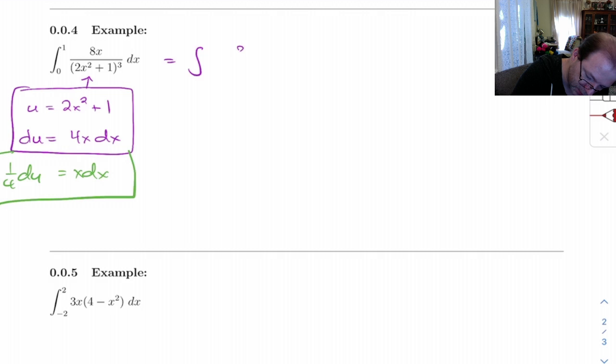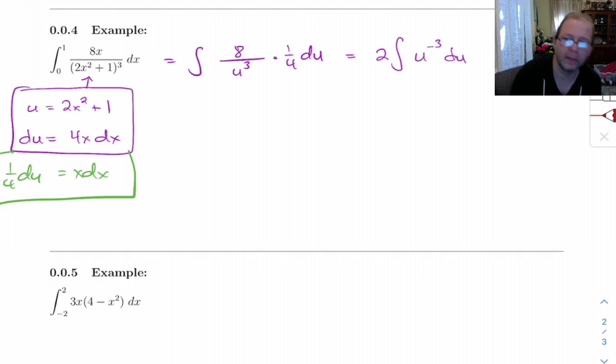So this becomes, we've got 8. The 2x squared plus 1 gets replaced with u, so I get u cubed there. And then the x dx together gets replaced with 1/4 du. So let's see, if we take the 8 times 1/4, we get 2. So we can put a 2 out front, u to the minus 3 du.